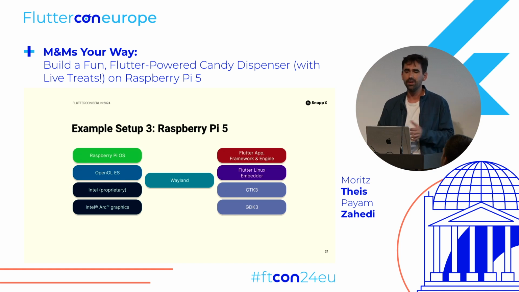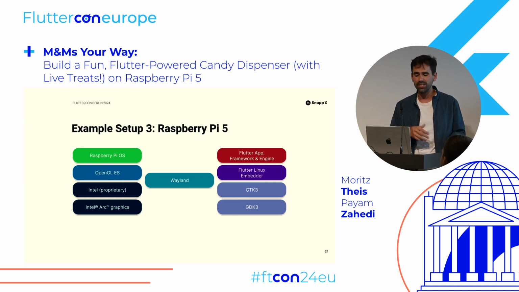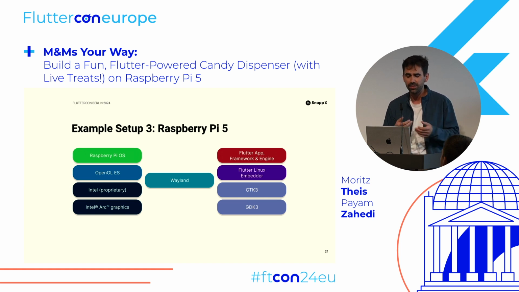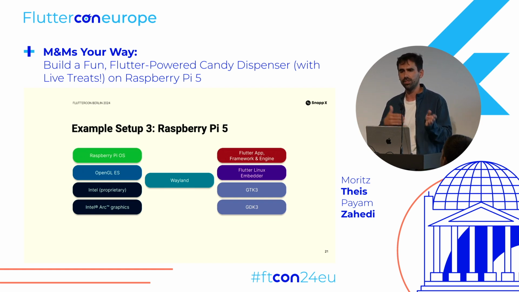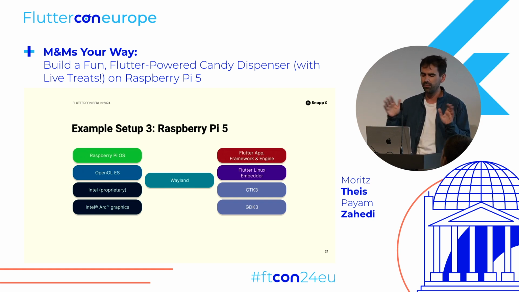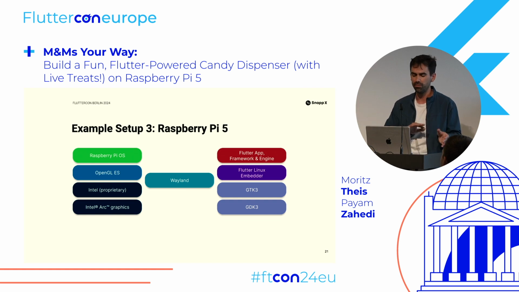Next example, Raspberry Pi 5 with Raspberry Pi OS. On Raspberry Pi OS, we have GTK and GDK present. We need that as dependency for Flutter on Linux. We use Wayland. X Windows system would also work. They just switched with the newest Raspberry Pi release. Don't need to go further down there. You just need to know what will work.